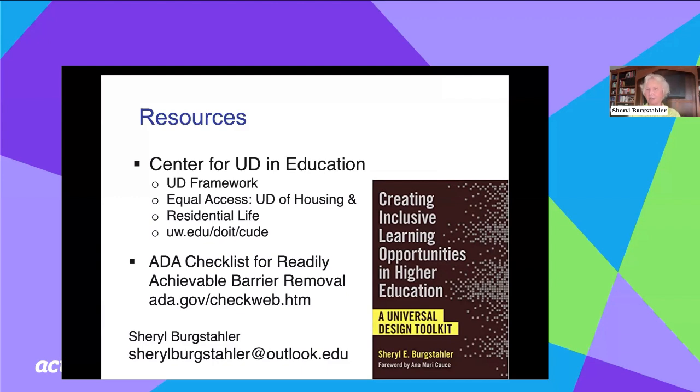You'll find all kinds of checklists, over 50, I think, that we've come up with for different types of services: career services, universal design of technology, universal design of admissions offices, and so forth. We have found individual units like to have their own checklist, even though there's a lot of commonality between them. There's also a nice ADA checklist for readily achievable barrier removal.